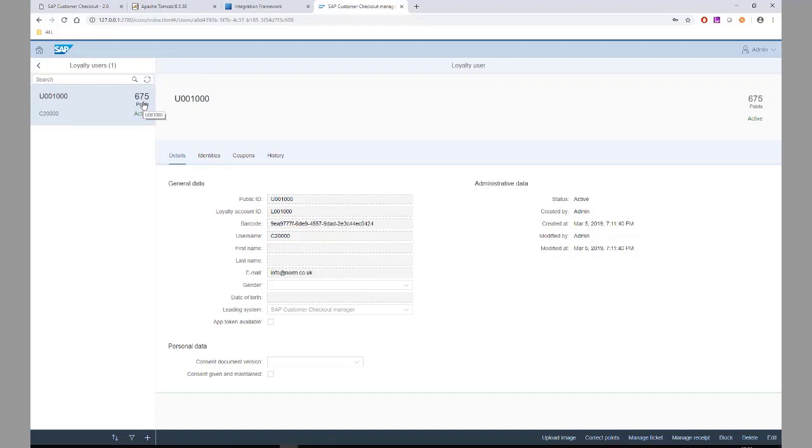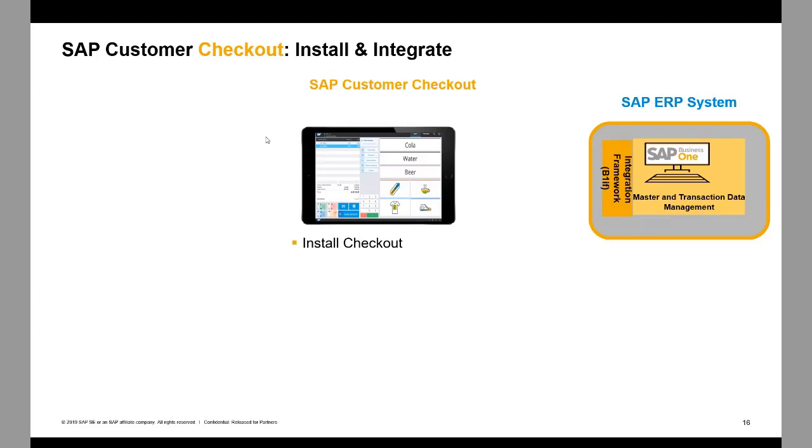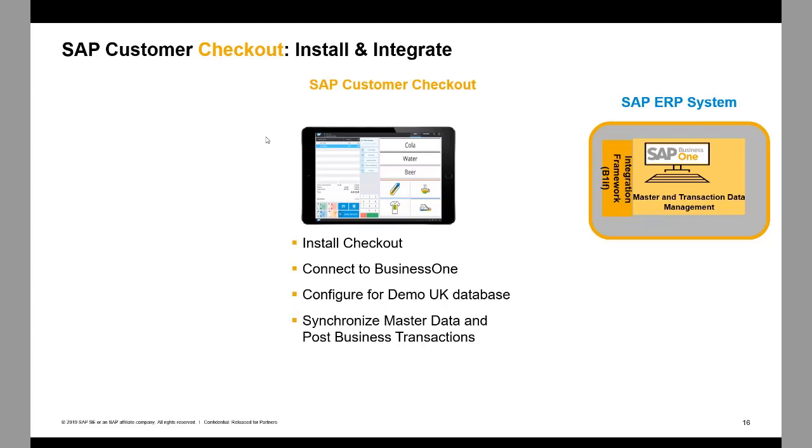This is how easy it is to use loyalty management in Customer Checkout together with Customer Checkout Manager for Business One customers. Let me go back to my slides to show you what we have covered. We had already an SAP Business One system with demo UK database installed with absolutely no changes made to the database. Then for checkout, we installed Customer Checkout, we connected it to Business One, we configured it for UK demo database, we synchronized master data, we posted business transactions.